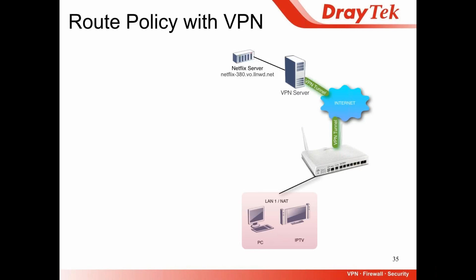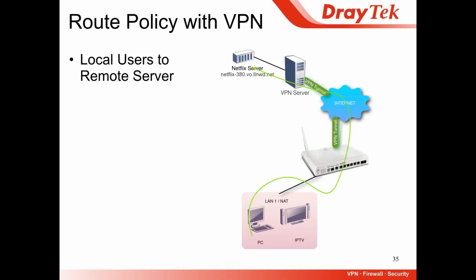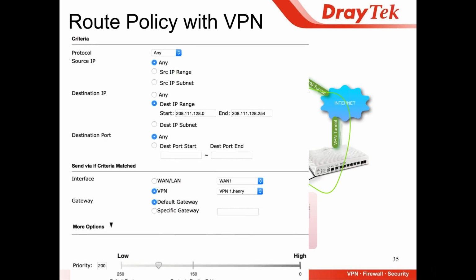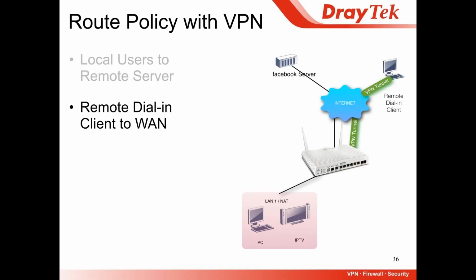Route policy with VPN. You can route your local user to a remote server. For example, your PC or your IPTV wants to watch Netflix, but Netflix only accepts IP addresses within the States. In Asia, we are not able to watch Netflix. So what to do? You can send it through the VPN tunnel. The VPN server is in the States, so the traffic will be sent through the VPN tunnel, and then you can watch Netflix. Maybe you can create a rule like this one. Let's take a look here. Set the destination IP address as the Netflix server and choose the interface as the VPN tunnel. It will work.